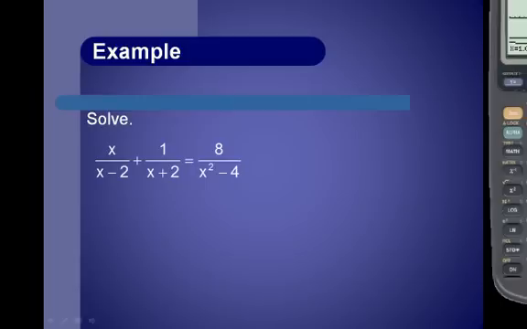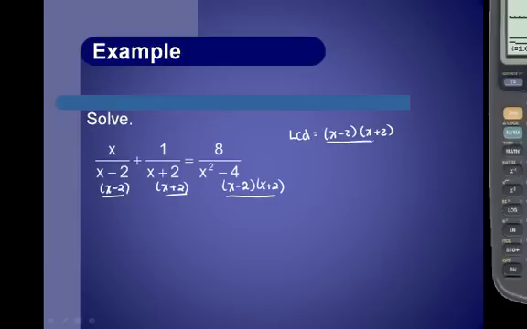Well, first we need to find that. Well, this factor is just x minus 2. This factor is x plus 2. Now x squared minus 4 will factor as x minus 2 times x plus 2. So your least common denominator is the expression that contains an x minus 2 and an x plus 2. Notice this expression, x minus 2 times x plus 2, is already over here. So this is our LCD.